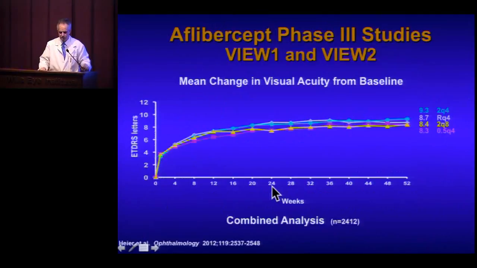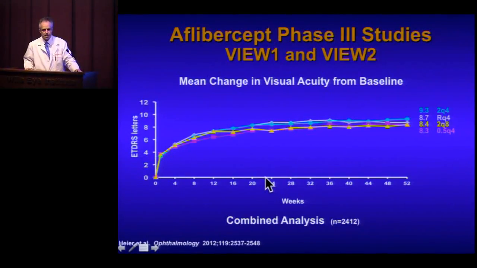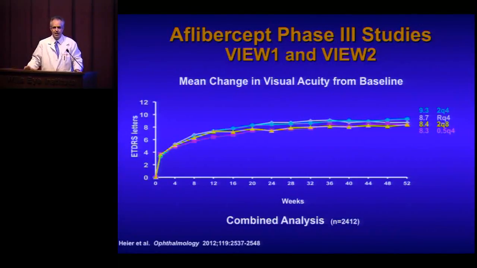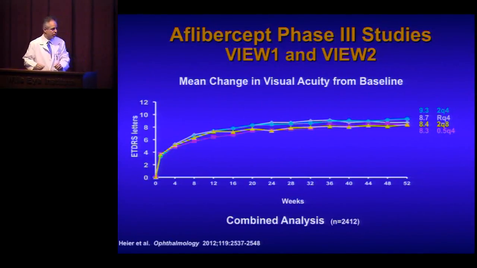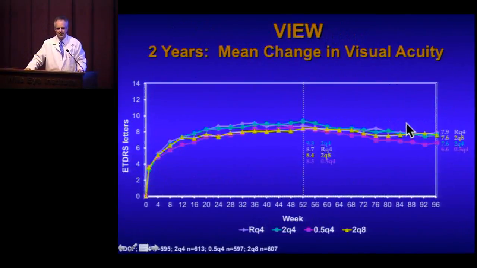And no surprise, you could have guessed the results. All the arms looked more or less the same. So this study proved that EYLEA works as good as Lucentis, whether it's dosed monthly or with the high dose, which is commercially available, every 8 weeks after the loading. And so that's what we have. We have a new drug that works as well as Lucentis. And whether it lasts longer or not, we can't really say. We can't really tell based on the way this study is designed.